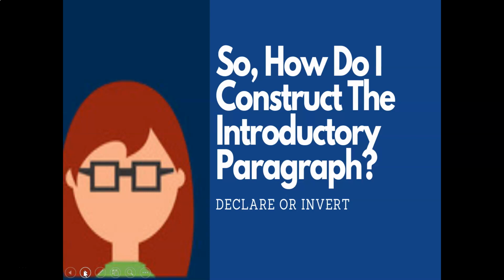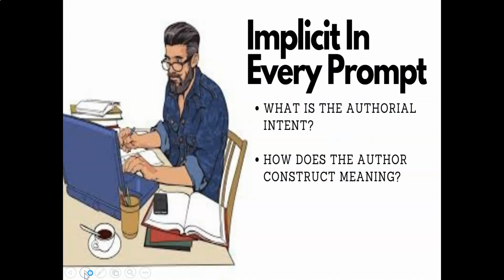I give my students 2 options. You can declare or invert, but as I already mentioned, we're doing literary analysis, so we are going to invert. Implicit in any prompt, and I'll do a video on this down the road soon, implicit in any of the prompts for FRQ1 and FRQ2 are 2 questions. What is the authorial intent? And some of you might ask, what is the universal theme? And how does the author construct meaning?